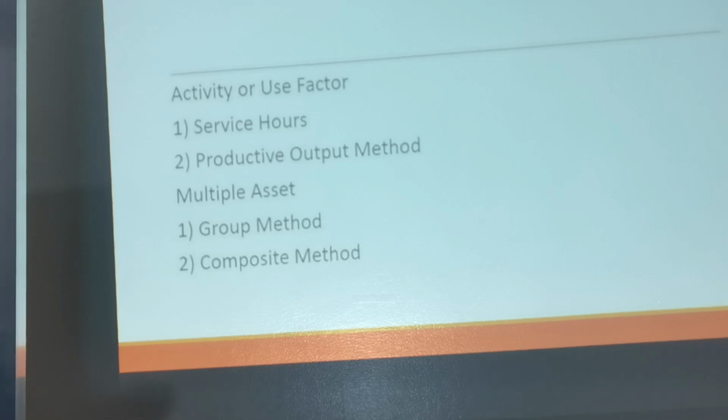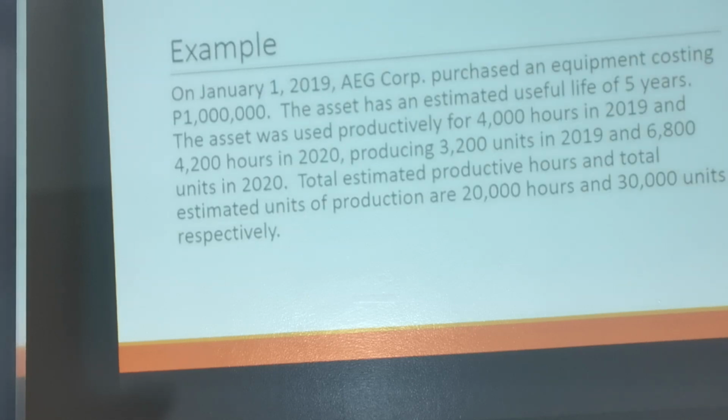Let's have an example. On January 1, 2019, AEG Corp purchased an equipment costing 1 million. The asset has an estimated useful life of 5 years. The asset was used productively for 4,000 hours in 2019 and 4,200 hours in 2020, producing 3,200 units in 2019 and 6,800 units in 2020. Total estimated productive hours and total estimated units of production are 20,000 hours and 30,000 units respectively.